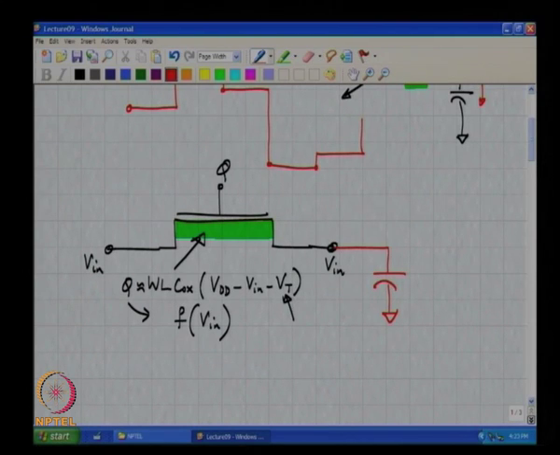Do you understand my argument, right? So, the gate was just now connected to VDD, there was a channel charge of Cox times WL times VDD minus Vin minus Vt, and now I have turned the gate off, and we all agree that there is no charge in the channel, the transistor is off. Clearly this charge must have gone somewhere. It has vanished into thin air, right. Where do you think it could have gone?